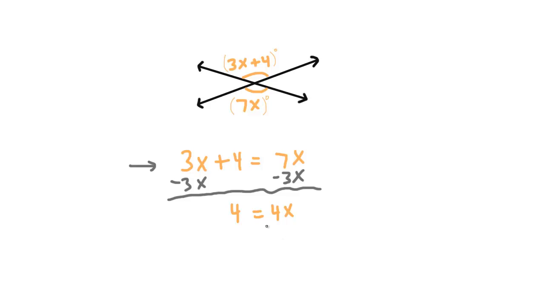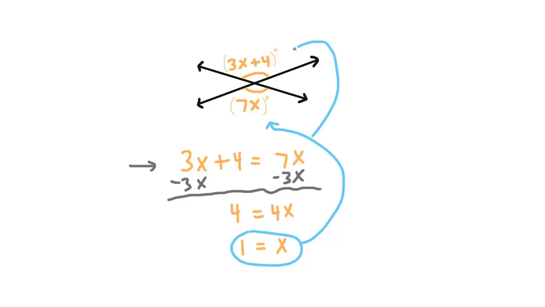So therefore x is equal to 1 if you were to divide both sides by 4. Now once we know that x is equal to 1, we can plug it back into the 7x, and that'll give us 7, and we'll plug it back into the 3x plus 4, and that also gives us 7. So x is equal to 1.